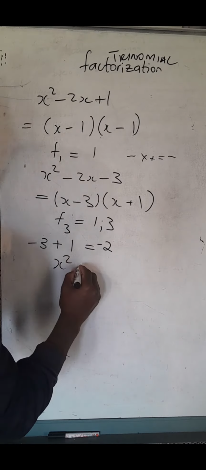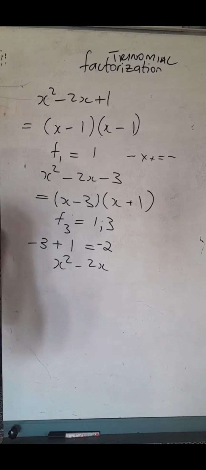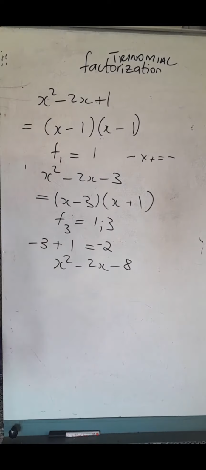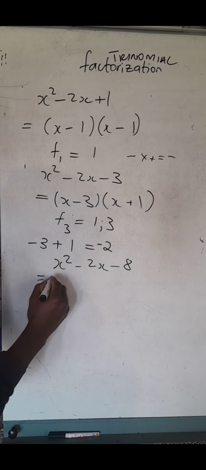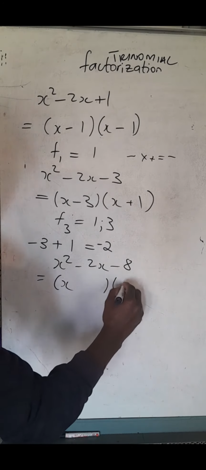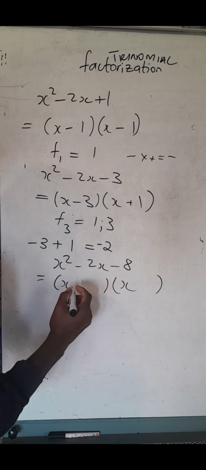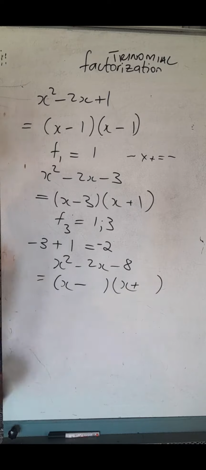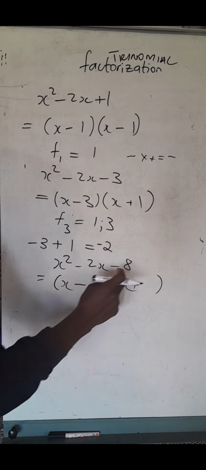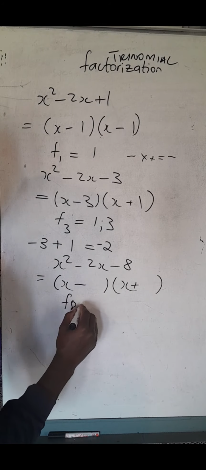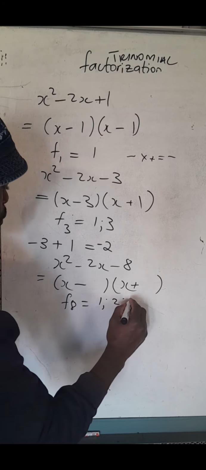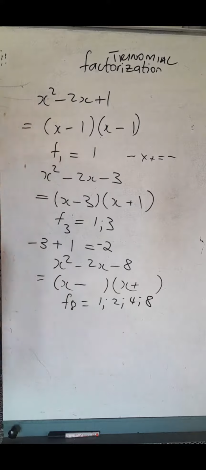x squared minus 2x minus 8. Okay, now again this is a positive, so we can just write it as x and x. This is negative, so the signs in here, they're going to be opposite signs. It's going to be minus and a positive. Right, now what do we do? Find factors of 8. Factors of 8 are 1, 2, 4 and 8.